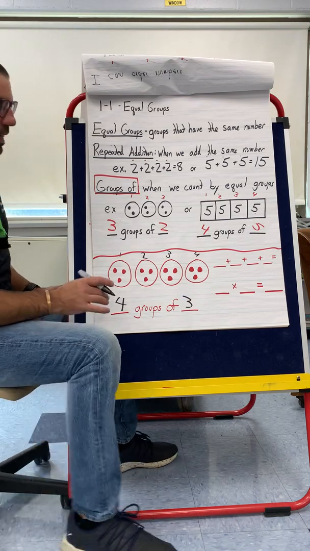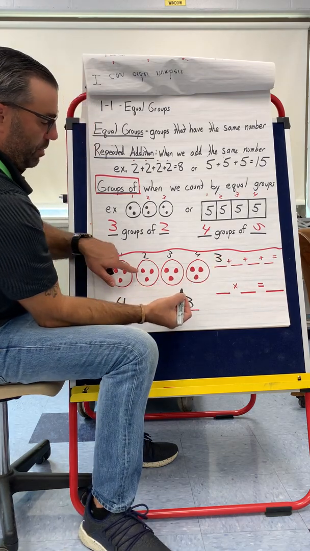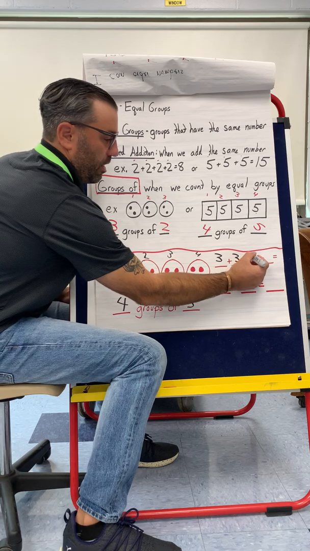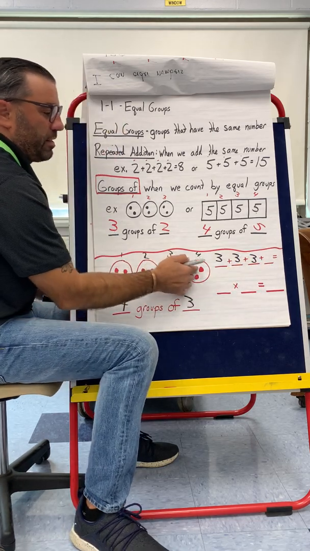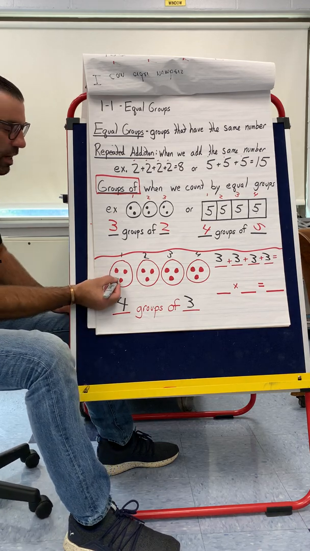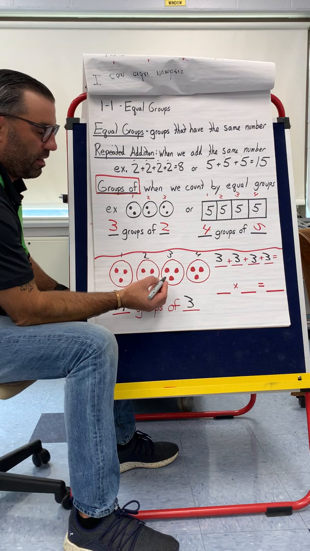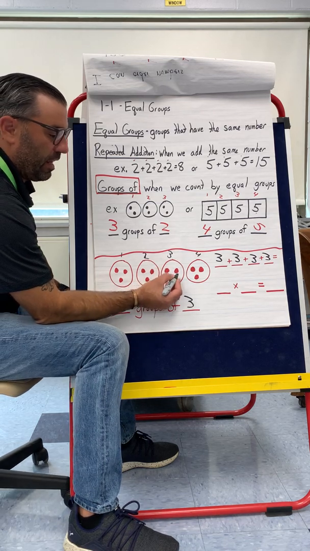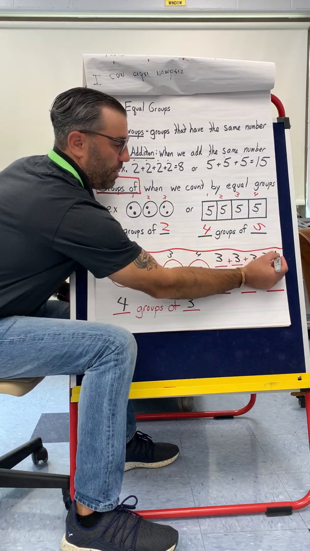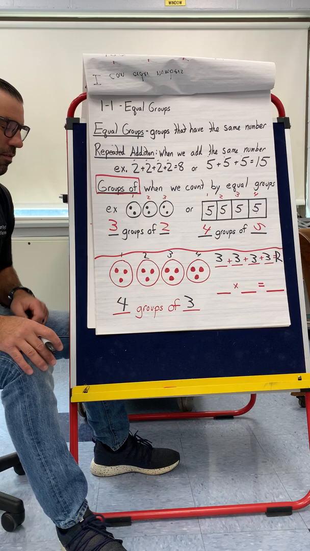So I have 4 groups of 3. Or if I was doing repeated addition, I have 3 plus 3 plus 3 plus 3. And how many is that? Well, 3 plus 3 is 6, plus 3 is 9, plus 3 is 12. So 3 plus 3 plus 3 plus 3 is 12.